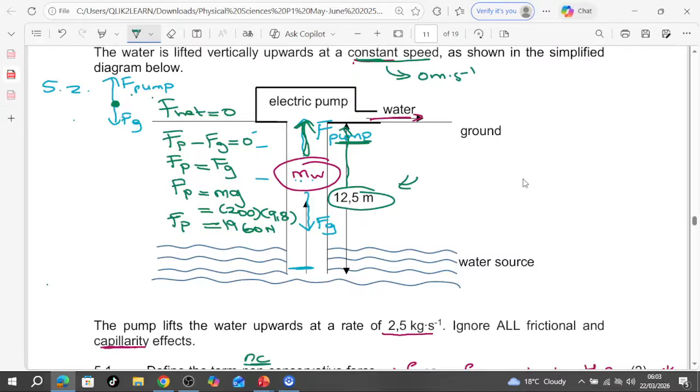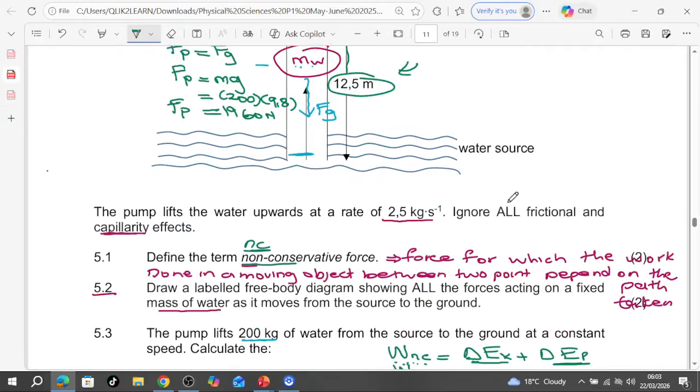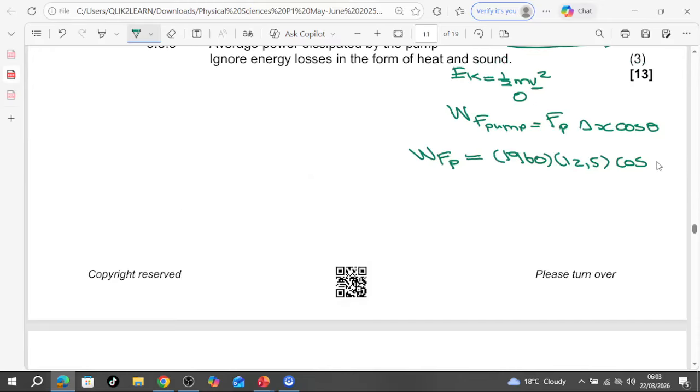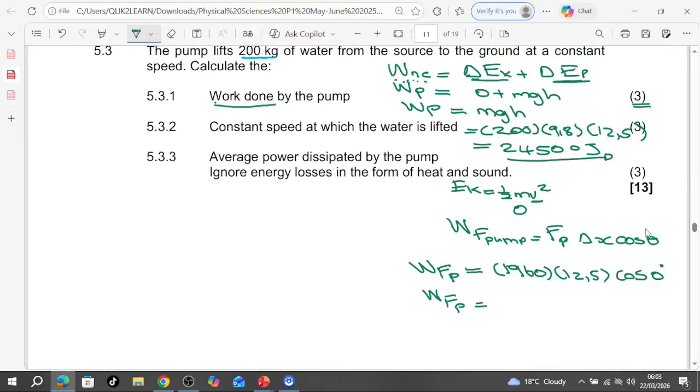Remember, when you calculate the work done, you check the force and the displacement. If they are in the same direction, the angle is going to be 0. So this will be the cos of 0, and the cos of 0 is just 1. You just have to punch this on the calculator, and I believe that this should give you the same answer that we got here as 24,500 joules. So let's quickly verify that.